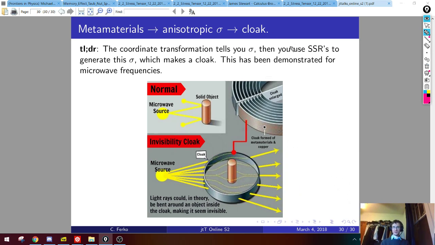So the whole point of this story was that you use some math, this coordinate transformation, to tell you what sigma has to be. Then with these split ring resonators, you build an object with that sigma, and that makes a cloak. And this has been done in practice, and there's some promising progress towards extending the work that they did for microwave frequencies towards visible radiation, which would be very exciting. I mean, the government is interested in this for obvious reasons, because the military would love to be able to cloak fighter jets and things like that from radar, and there are many applications you can think of. But those are outside of my area of expertise, so I will not talk about those.